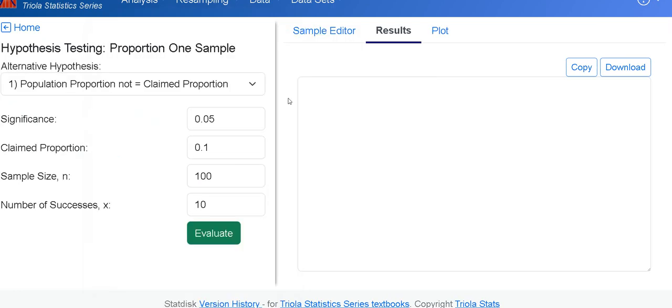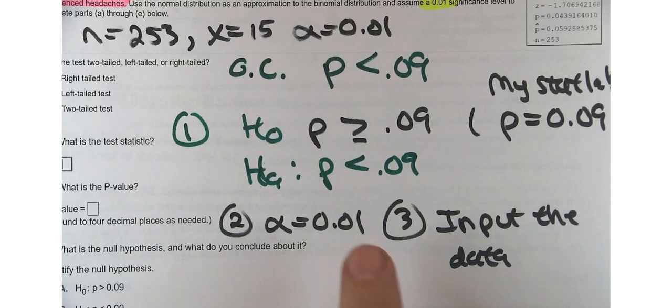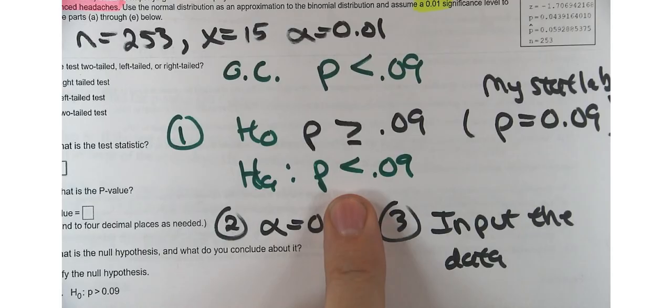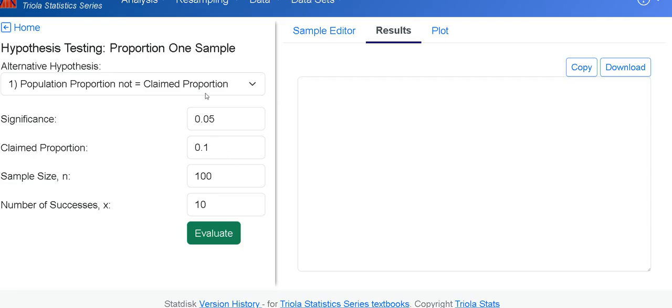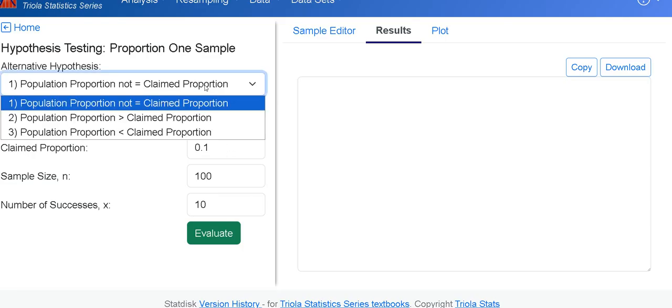Now to do this, you're going to have to set up the alternative hypothesis. It's going to want to know what you've got going here. In our case, do I want a left tail, right tail, or two tail alternative? Left tail. So which one of these looks correct, 1, 2, or 3?